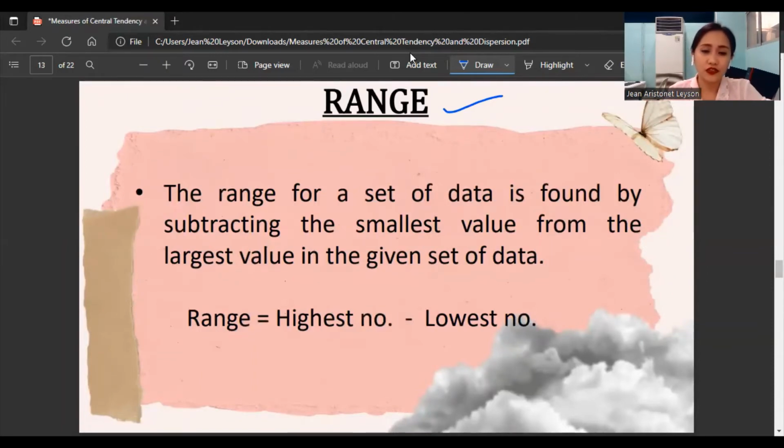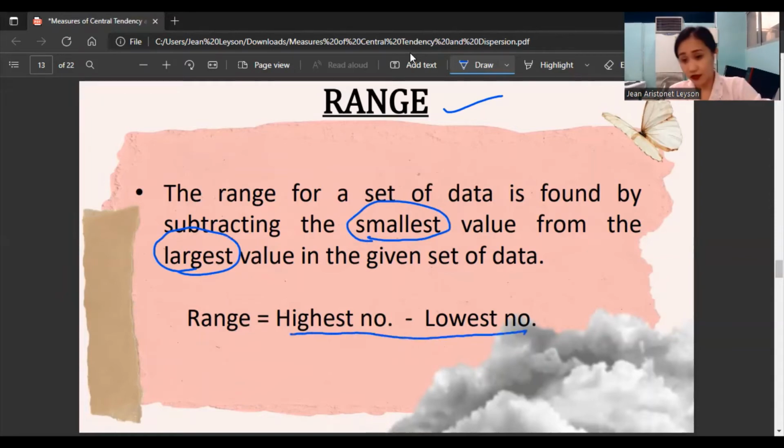So the range for a set of data is found by subtracting the smallest value from the largest value in the given set of data. So you simply have to locate the highest value, then subtract the lowest value. So the formula for the range is highest number minus the lowest number.